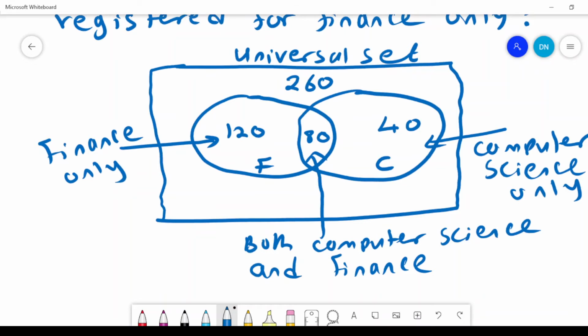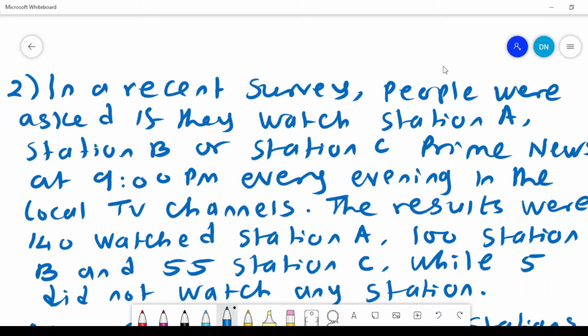How many students are registered for finance only? They are 120. For question 2, in a recent survey, people were asked if they watch Station A, Station B, or Station C prime news at 9 p.m. every evening on the local TV channels.